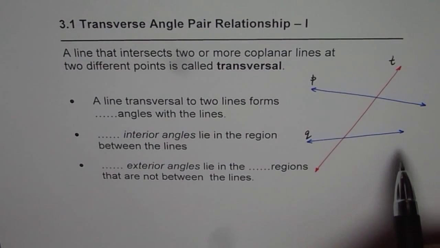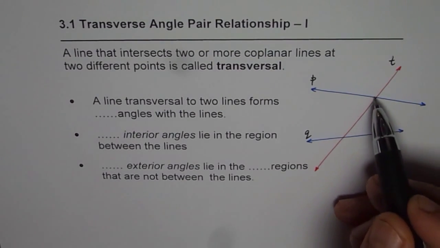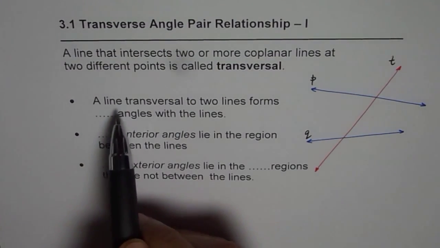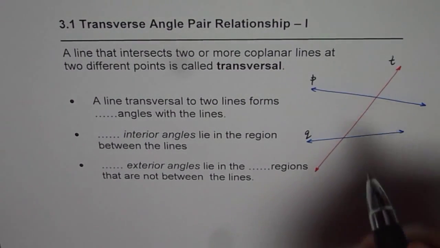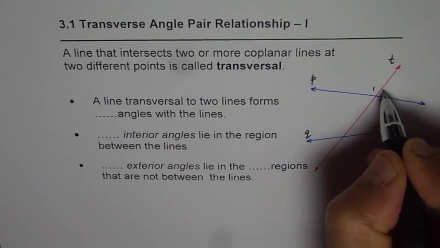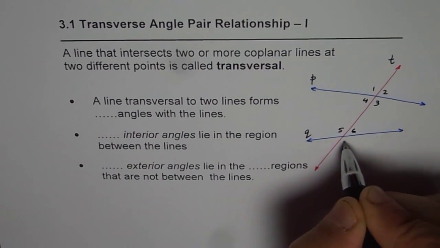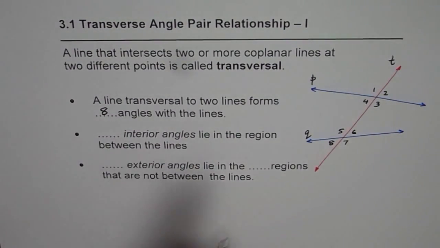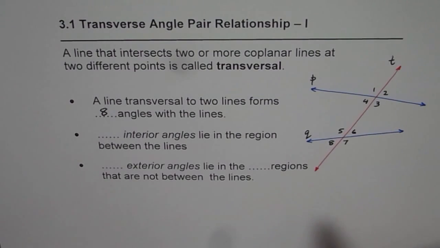when two lines are intersected by a third line, how many angles do we get? So that is the first question. A line transversal to two lines forms how many angles with these lines? So let's count them. The angles are 1, 2, 3, 4, and we have 5, 6, 7, 8. So we have 8 angles. So remember, whenever a line is transversal to two lines, it forms 8 angles.